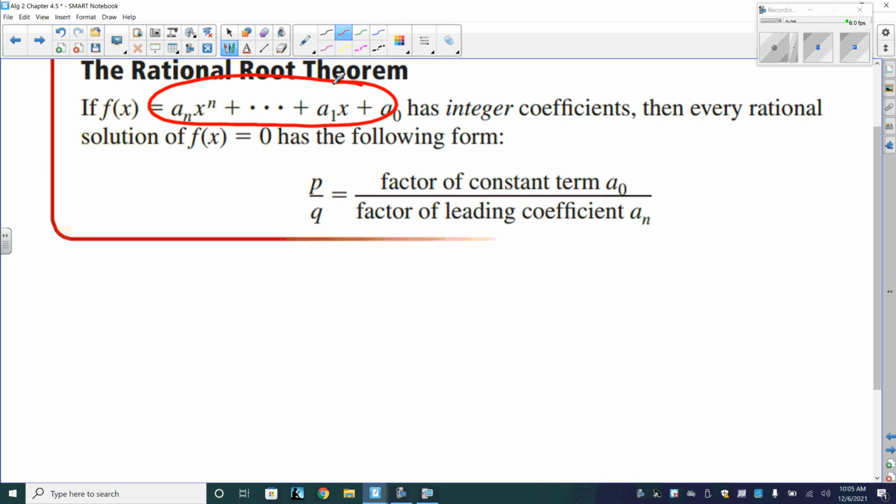So rational, we're talking about any number that can be written as a fraction. So irrational numbers, anything that deals with a radical that can't be reduced down, won't be included in this. Or complex solutions, solutions dealing with i, they won't be included. But we can get all the others. They are going to come in the following form here, P over Q. P is the factors of the constant term, divided by the factors of the leading coefficient. So the rational root theorem is that we're going to take the factors of the constant term and divide it by the factors of the leading coefficient.